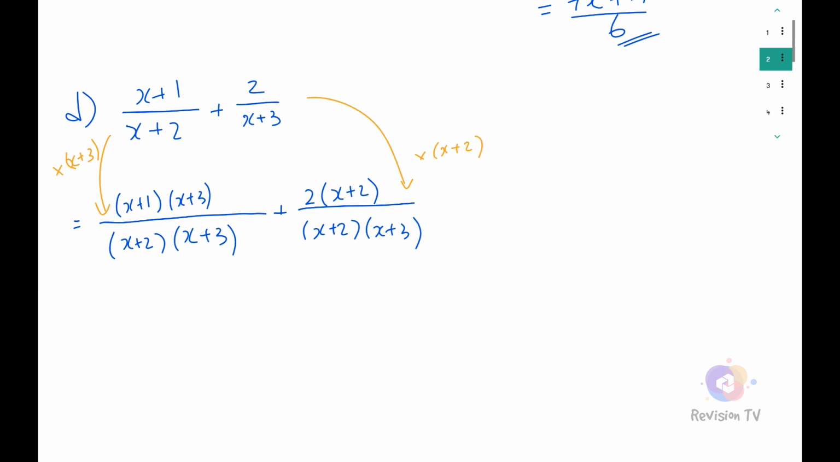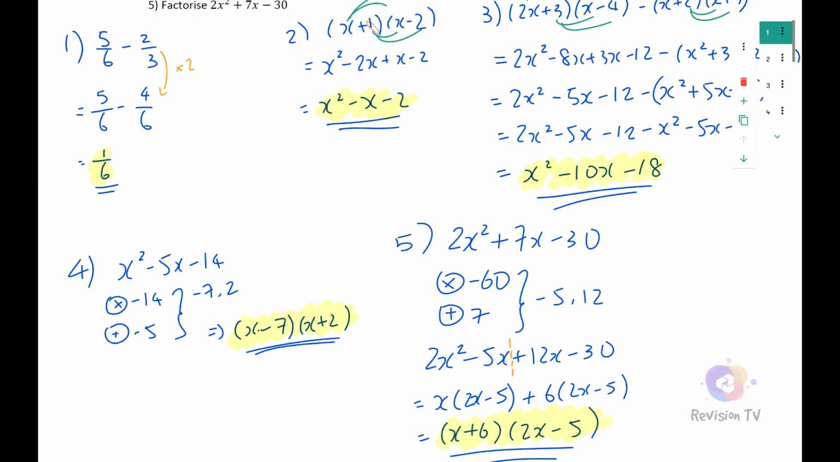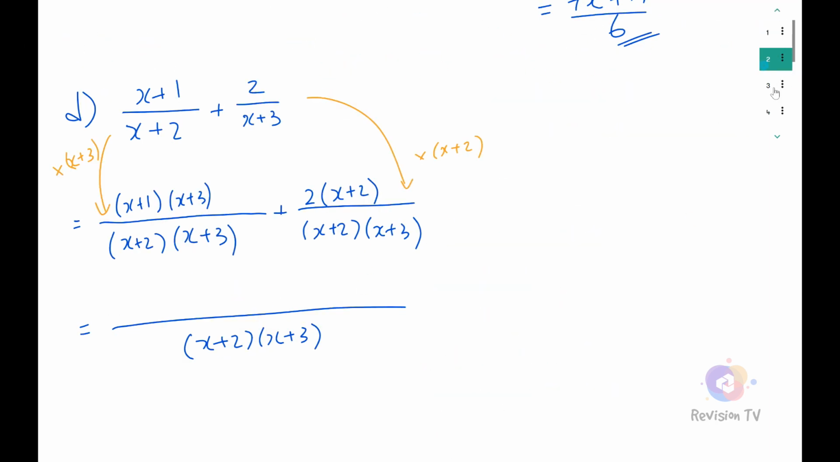Next, because they have the same denominator, we can now put them all in one big fraction with a common denominator. First fraction, we can just expand it using what you did for the starter question, expanding a double bracket like the one you did in question 2. So expand it. x times x is x squared, plus 3x, plus 1x, plus 3. For this one, because it's plus, we don't need a bracket. 2 times x is 2x. 2 times 2 is 4.